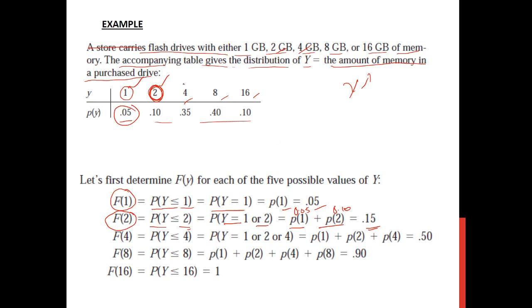Now F of 4, the next value. F of 4 is P of Y less than or equal to 4. This is equal to p of 1 plus p of 2 plus p of 4, 0.50. And F of 8, we will add all of these, p of 1, 2, 4 and 8, and that is 0.90. So F of 16 is the sum of all probabilities, that is equal to 1.